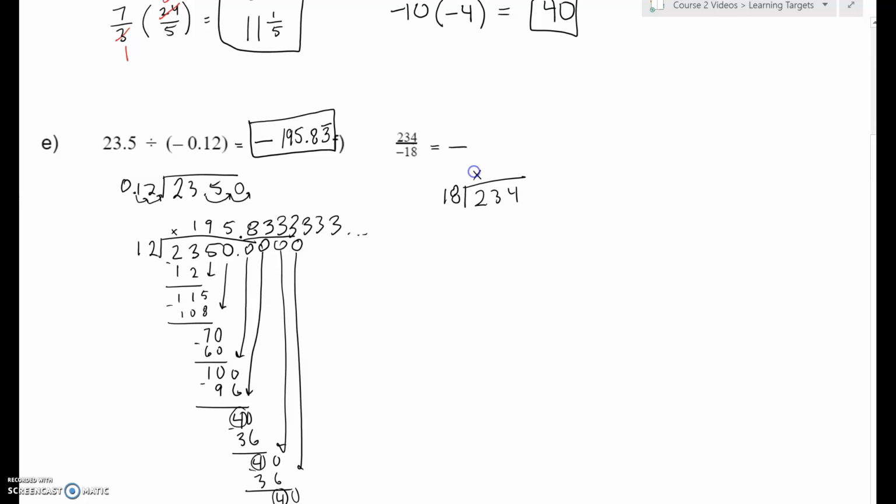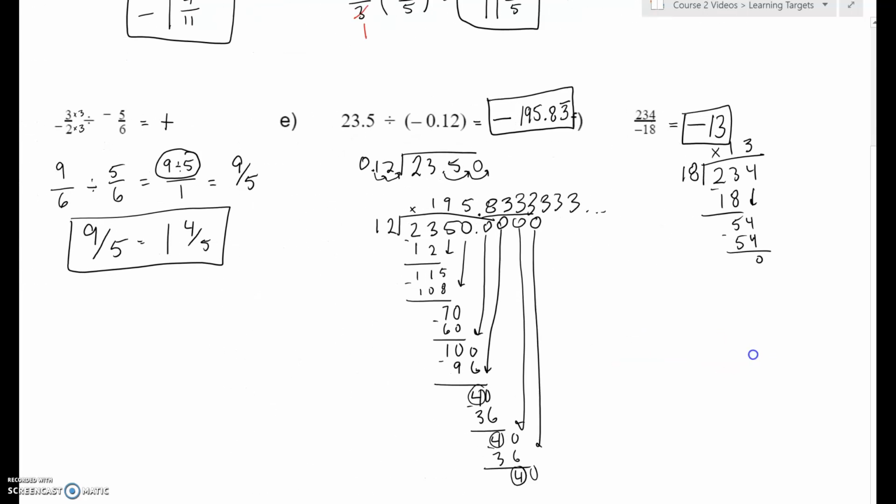So 18 doesn't go into 2, but it does go into 23 once. Subtract, we get a remainder of 5. Bring down the 4. 18 goes into 54 3 times. 3 times 18 is 54. We get a remainder of 0. So what is 234 divided by 18? It is 13. So our answer is negative 13. There you go. There you have it.